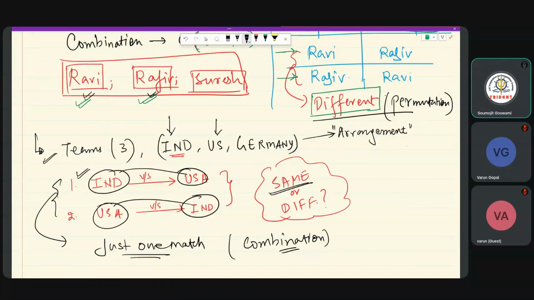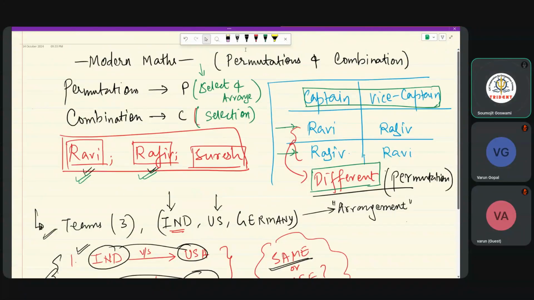If I'm just selecting India and USA for a match, there is only one instance: India with USA, USA with India. Both the cases are just one case. However, if I have three friends, Ravi, Rajiv, Suresh, or India, USA, and Germany, and we need to make a president of the United States Council and a vice president, obviously the cases will be different. India and US cannot be the same because India can be president as well as vice president, captain as well as vice captain. So both the cases are important.